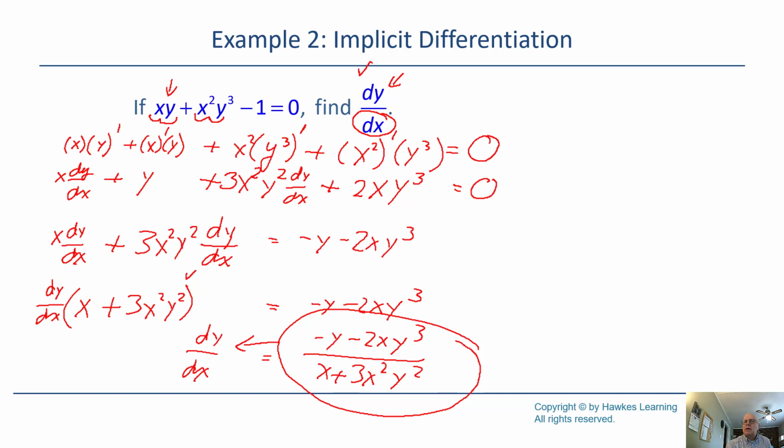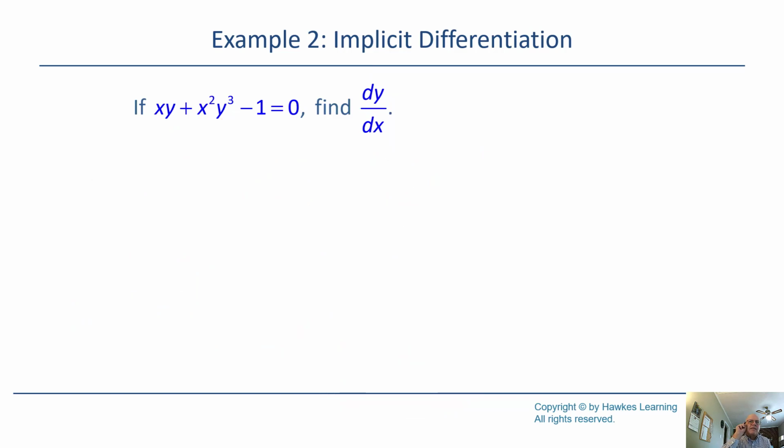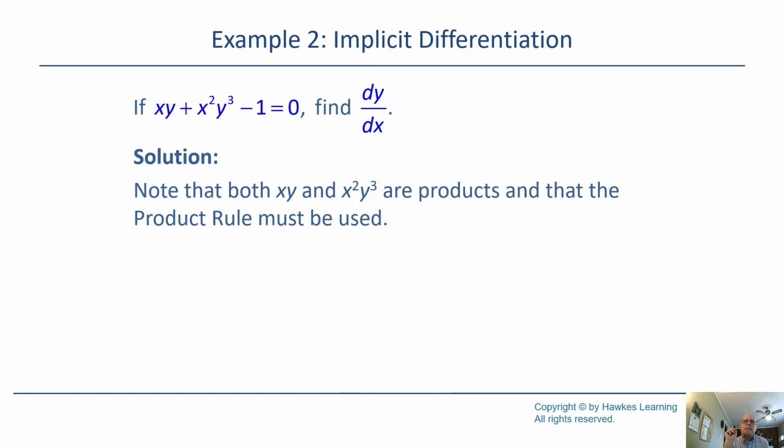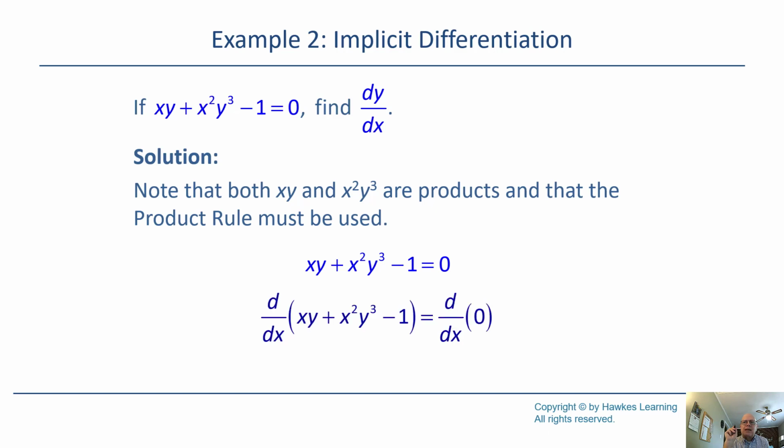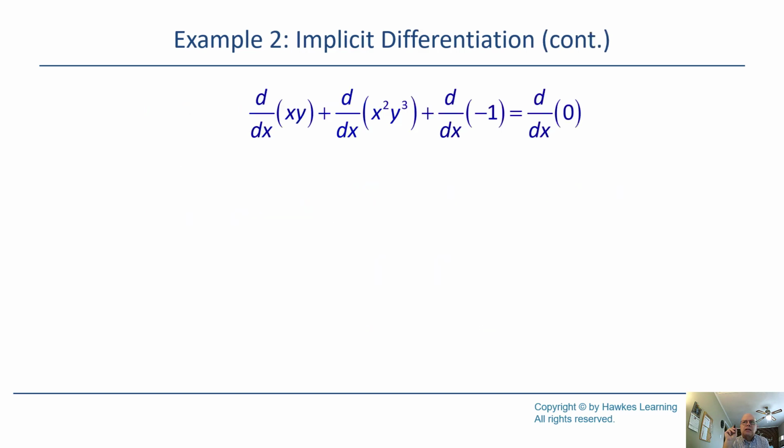All right. Let me clear this so you can see the workings of it again. Both those are products, so we use the product rule twice. So we set it up, derivative of the left side, derivative of the right side. Split them up into their individual terms, take the derivative of that. In other words, divide and conquer.